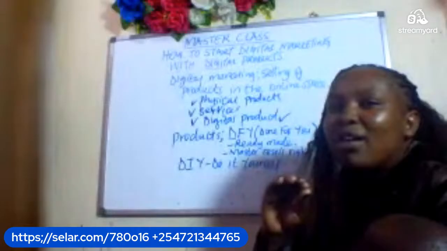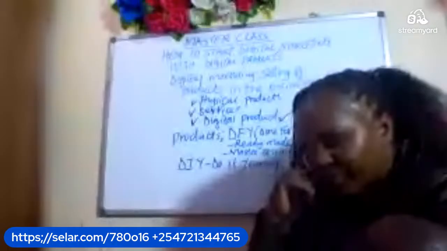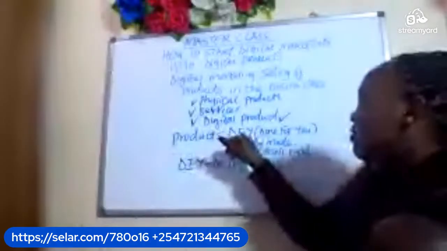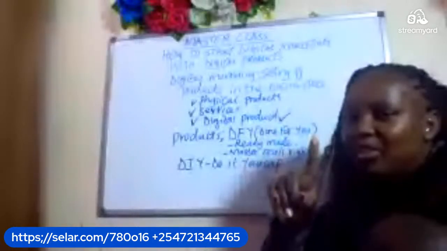I didn't have to scratch my head to think of what to sell or how to create it. All I needed was to buy it, acquire the license, and then sell. So a done for you digital product is available in my link. That link in the bio, once you click on it, you can have a done for you.